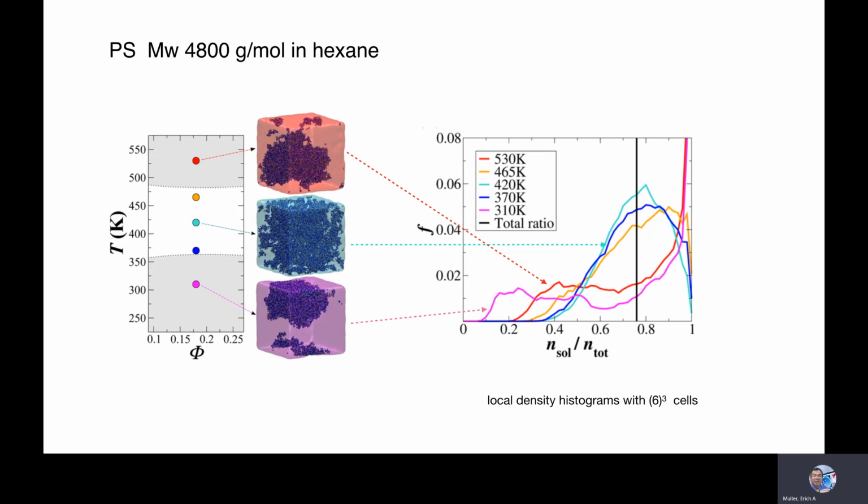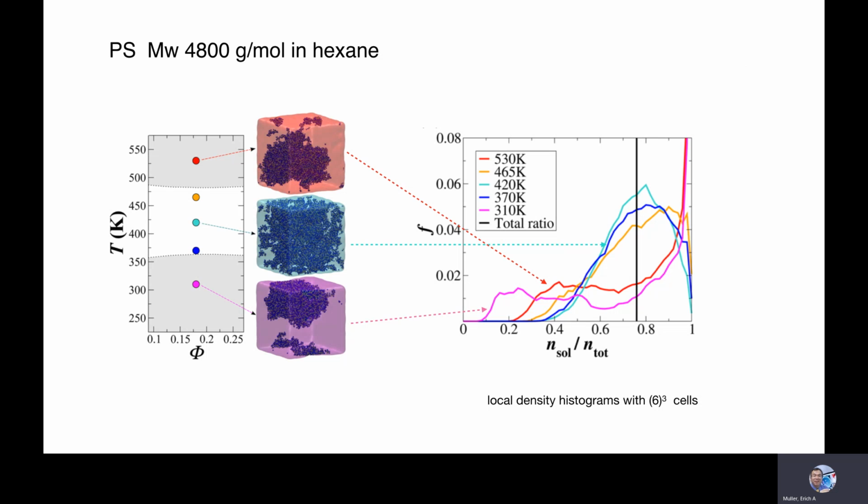However, for the top and the bottom, it's evident that the system looks like it's in a two-phase system, and by looking at the histograms, we of course see that there are two peaks, one peak corresponding to the pure solvent and another peak that corresponds to the polymer phase.